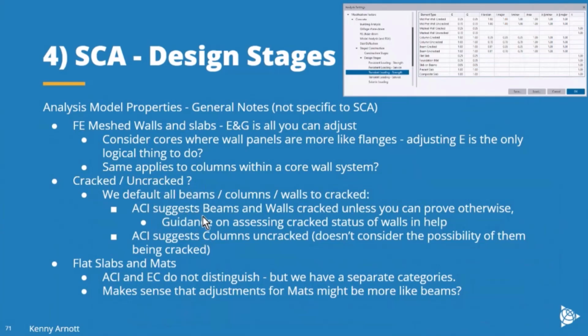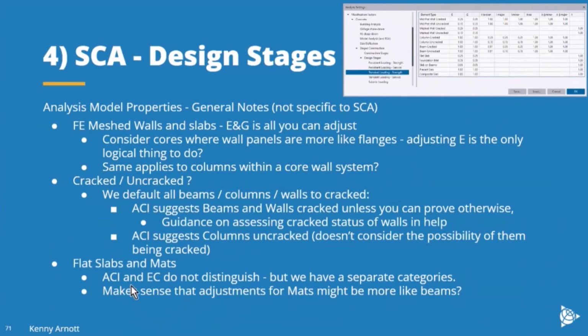Say ACI suggests beams and walls are cracked unless you can prove otherwise. EC is similar in that regard, but it suggests columns are basically uncracked. It doesn't even really mention this topic. I think it's just an inherent assumption that it doesn't consider the possibility of them being cracked. But I think if columns are playing a part in a lateral load resisting system where they're working primarily in bending, it does make sense that a cracked status could be important there.